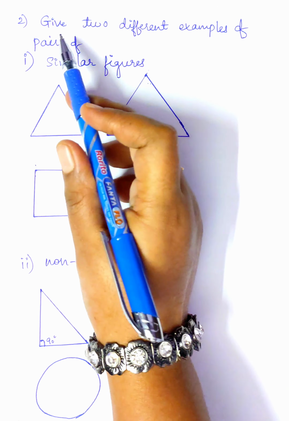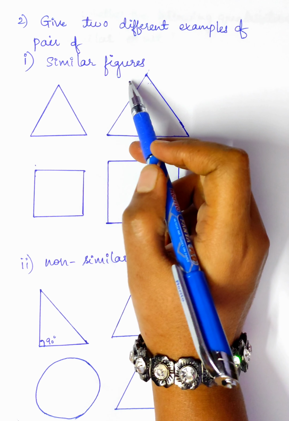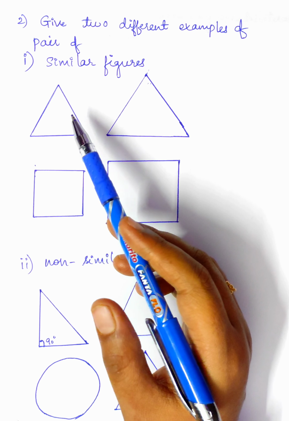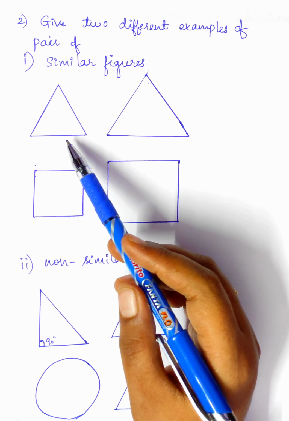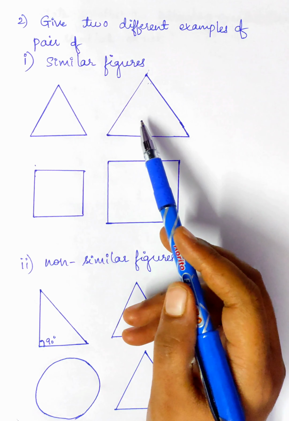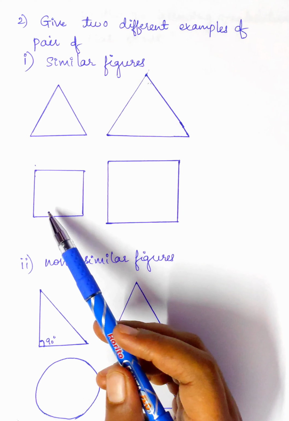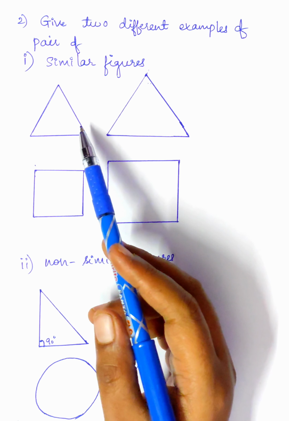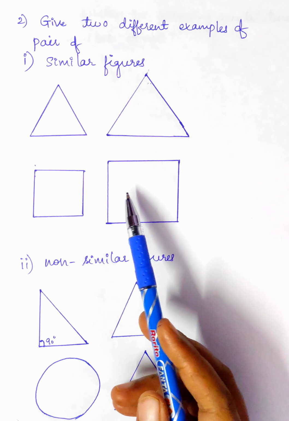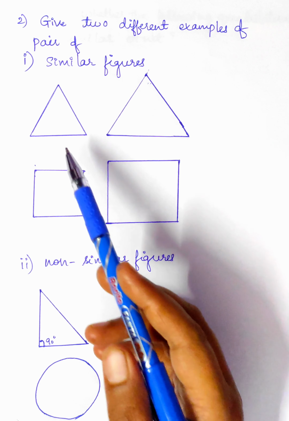Now question number 2: give two different examples of pair of similar figures and non-similar figures. What do similar figures mean? Having the same shape but different size, that means to look they are the same. These two figures look the same but the size is different. You can see one is big, one is small, another is big, one is small. To look they are the same but the size is different. I have taken the examples of triangles and squares.